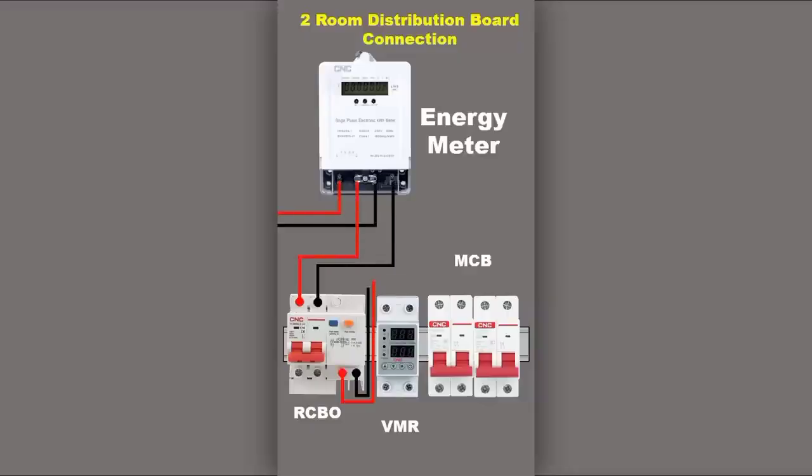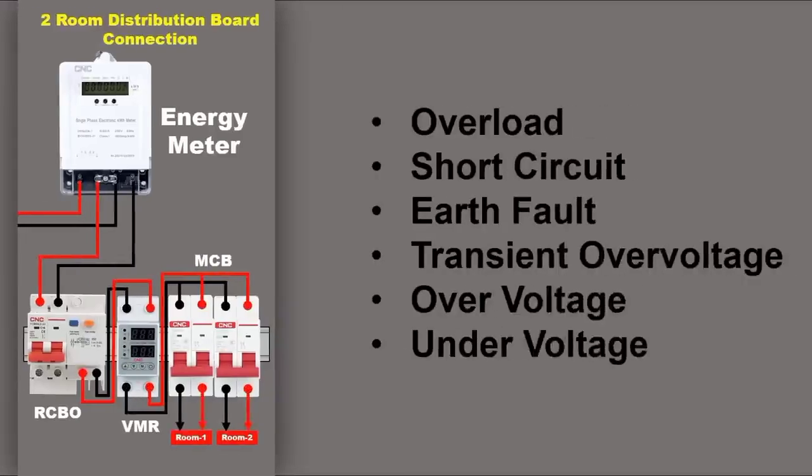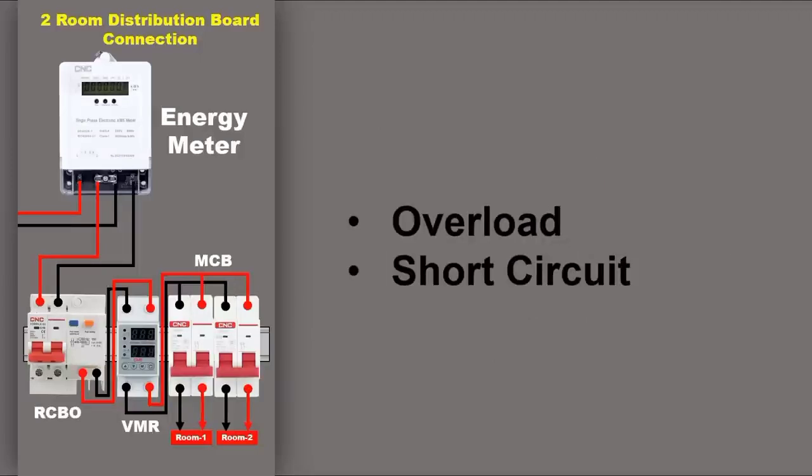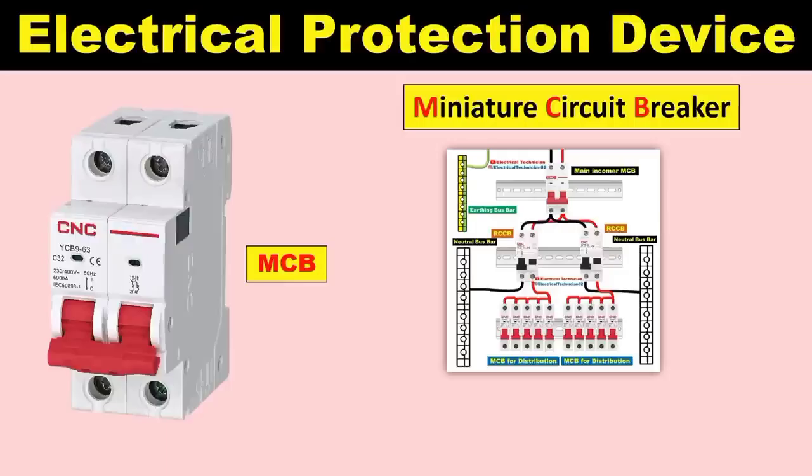Friends, the power supply which comes to your home, in this power supply many electrical fault occurs. Among all these faults, two faults are most common and can be observed in your home also. First one is overload and second one is short circuit. For protection from these two faults, we generally use MCB.